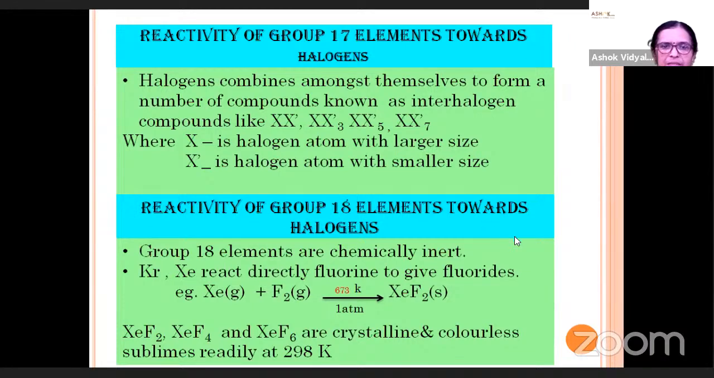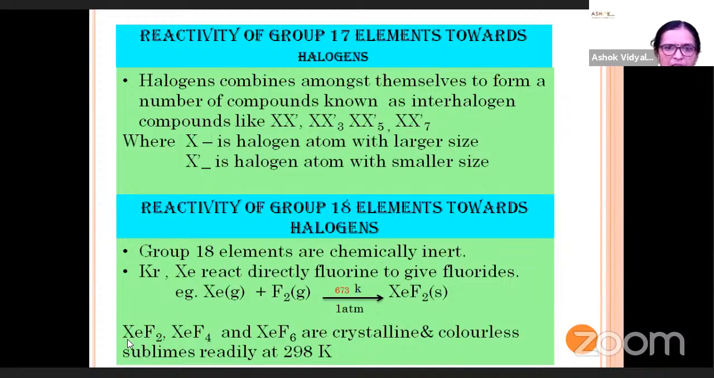Group 18 elements also combine with halogens, and although they are chemically inert, krypton and xenon react directly with fluorine and form their respective fluorides. Xenon, when it combines with fluorine gas at 673 Kelvin temperature, forms XeF2, which is in solid form, and the temperature and pressure condition for this reaction is 673 Kelvin temperature and 1 atmospheric pressure.